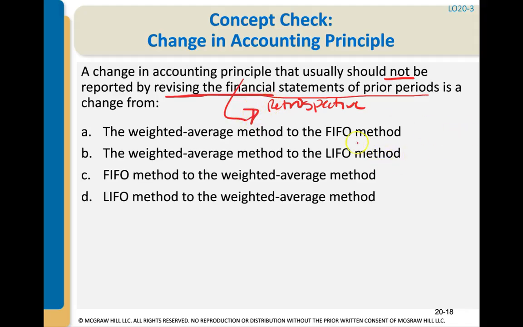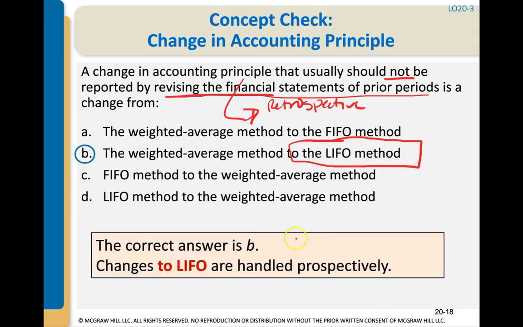We haven't learned this, so I'm just going to tell you what the answer is. However, if a company changes from one inventory method specifically to the LIFO method, then it's handled prospectively. So any sort of inventory method, whether you have FIFO to LIFO, a weighted average method to LIFO, lower of cost or market to LIFO, anything that's changed to LIFO is handled prospectively. And the reason for that is because it's really hard to determine the cost of goods sold when it comes to LIFO for the past.